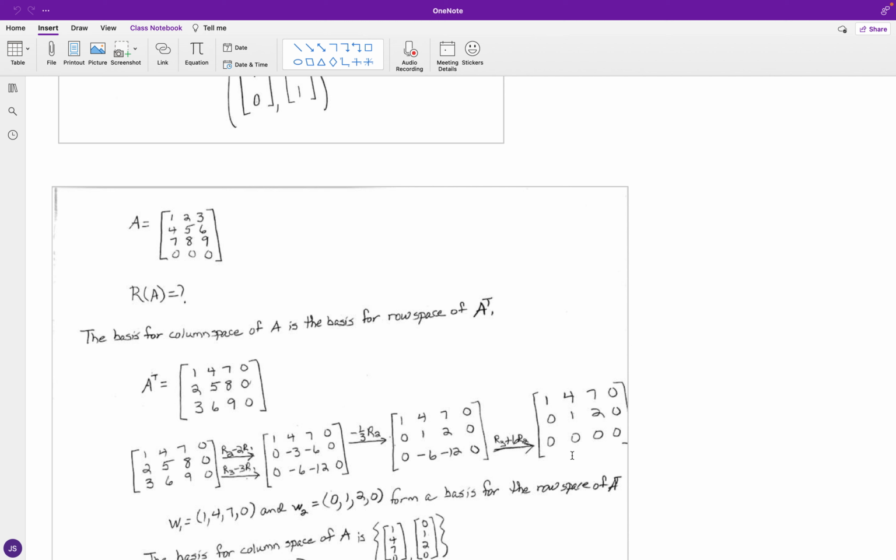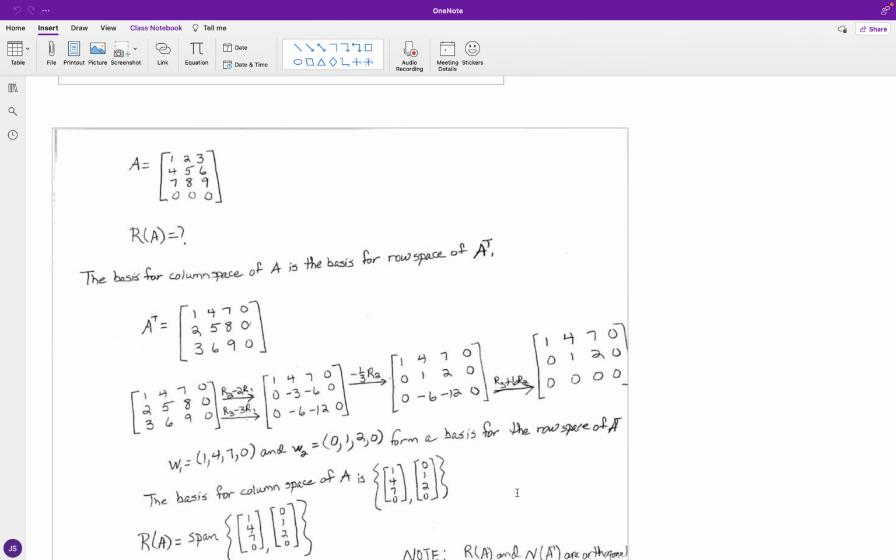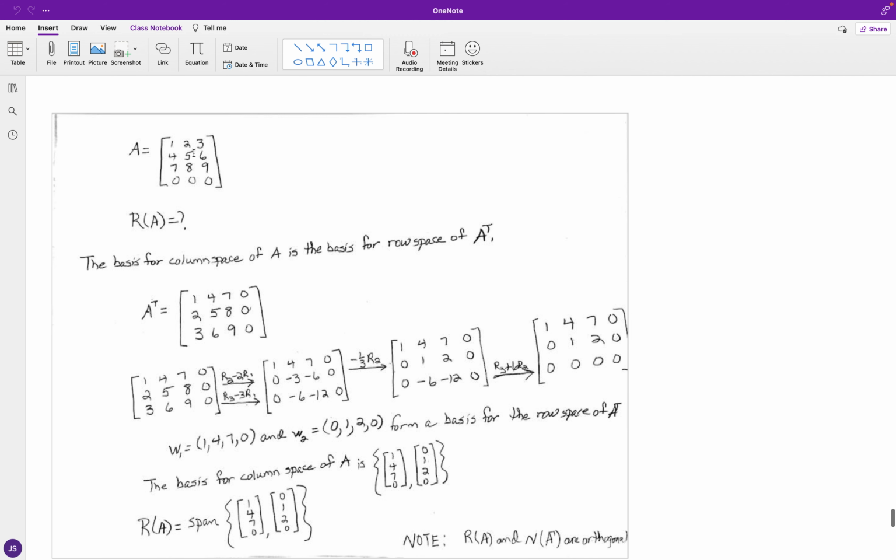So for the row echelon form, we have the top row at 1, 4, 7, 0, the middle row at 0, 1, 2, 0, and the last row is 0. So we have W sub 1 with 1, 4, 7, 0 and W sub 2 at 0, 1, 2, 0. Those will form a basis for the row space of the transpose of A, and also will form a basis for the column space of matrix A itself.